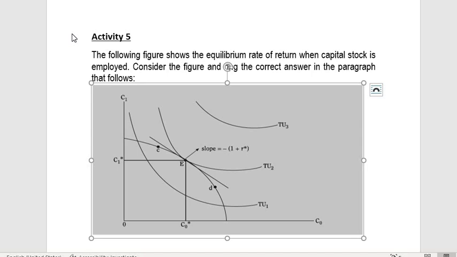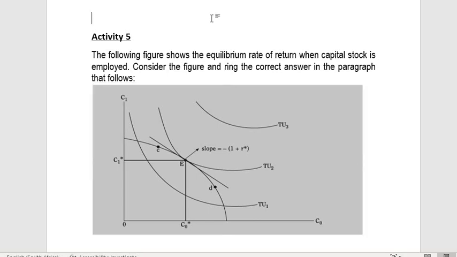We will now be moving on to activity 5 and activity 6. Activity 5 states that the following figure shows the equilibrium rate of return when capital stock is employed. They ask you to select the correct options in the paragraph based on the figure, right?